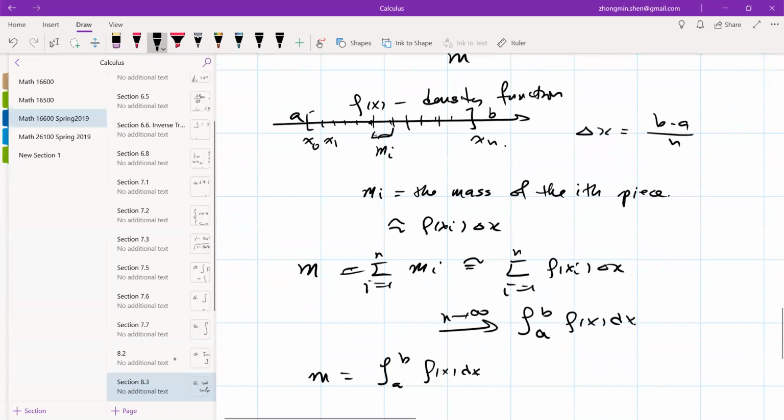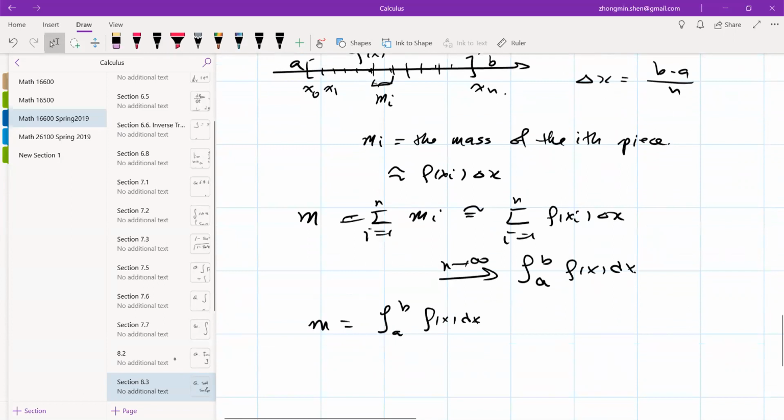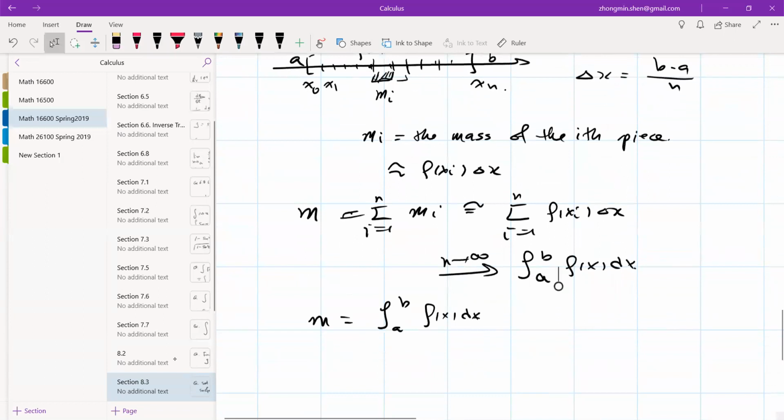I just recalled how we do that in the one-dimensional case. Then, if you want to find the center of mass, how do you do that? You have n pieces here. So x bar should be equal to the ratio of this.